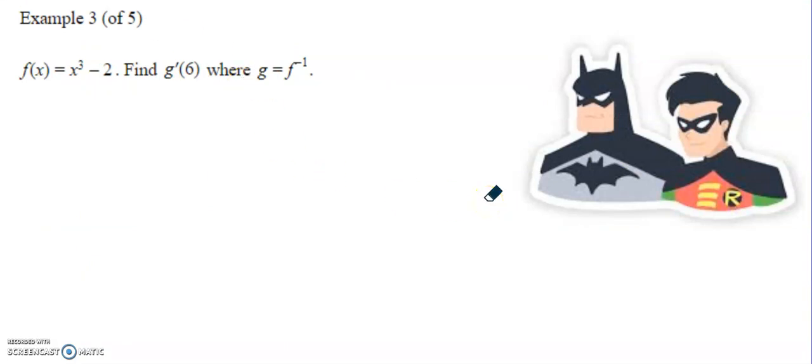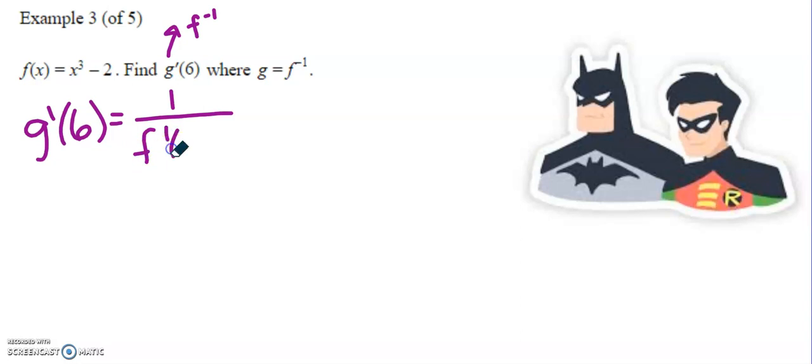We have f of x equals x to the third minus 2. Find g prime of 6 if g is equal to f inverse. Okay, so this is just getting around notation because this is something we'll see often. G and f inverse are the same. So g prime of 6 is equal to 1 over f prime of mystery.